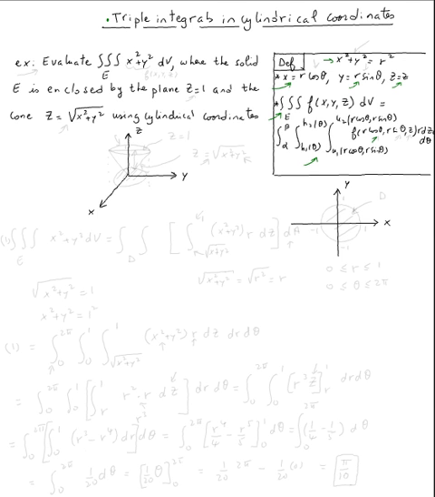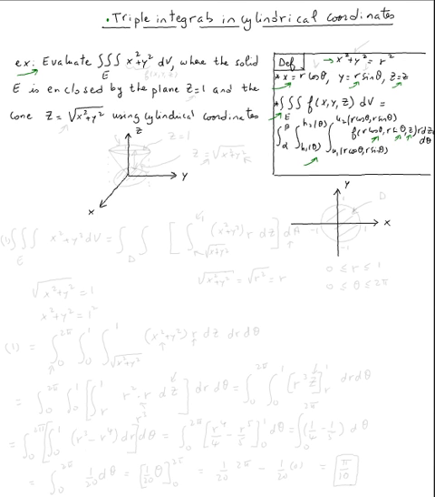All we do is change every x by r cosine theta and every y by r sine theta, and z we do not touch, and so on. So let's do this example.